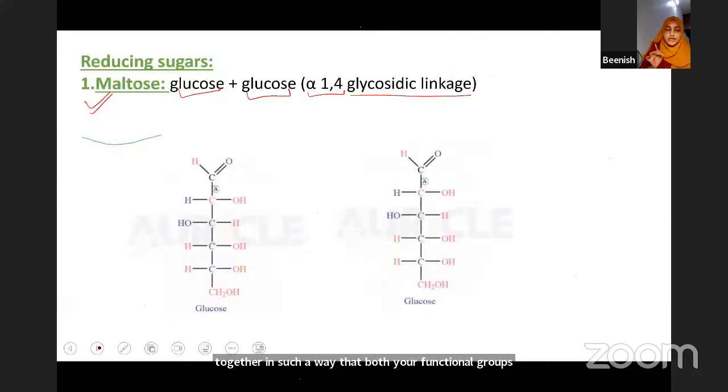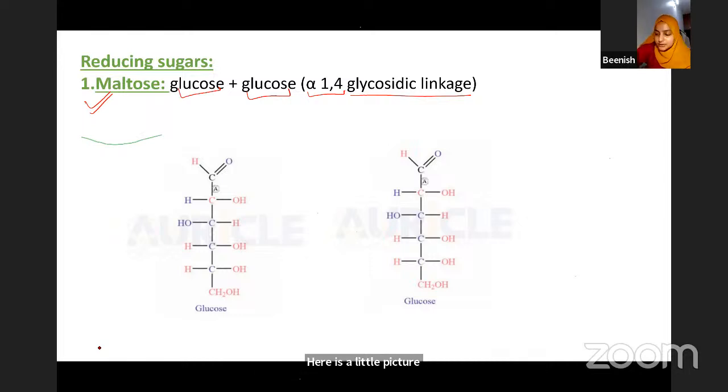And this is very important for your vivas. Many times in vivas you get asked about reducing and non-reducing sugars. So basically mugging up will be of no use, where you just mug up that reducing sugars have a free functional group and non-reducing do not. Here is a little picturesque diagram. I'll explain it to you so that you understand the concept, although for your theory questions, it's rarely asked.